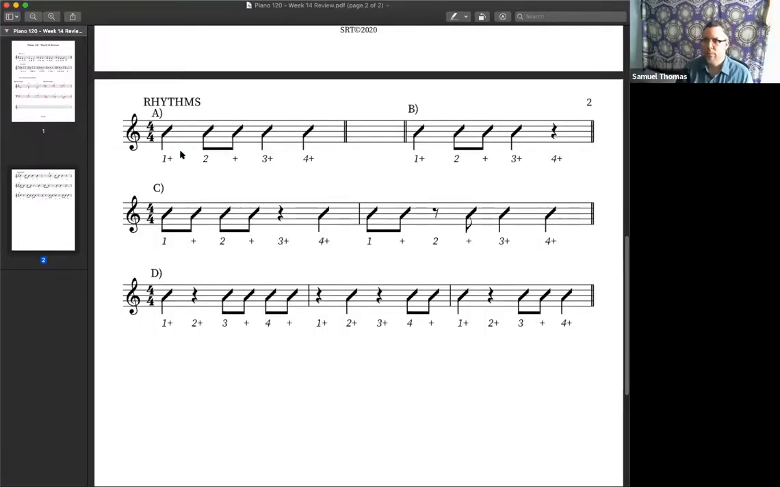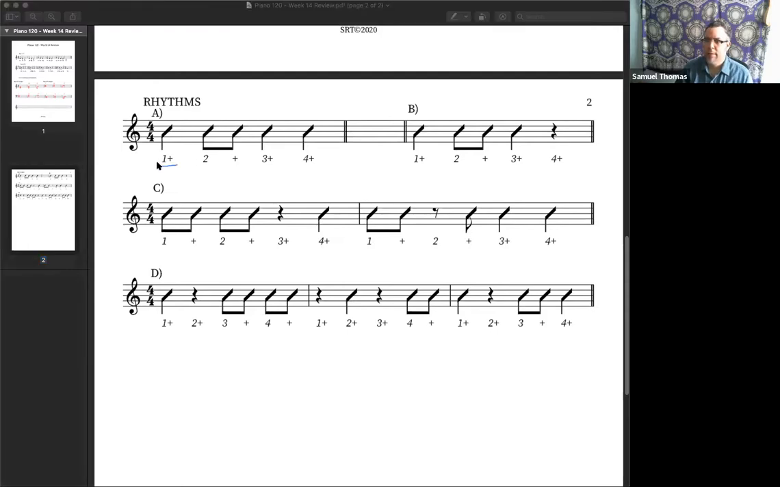Here, we can see that we have a quarter note, and it takes up the 1 and the and. Every single measure will always have 1 and 2 and 3 and 4 and. You'll see these same rhythms on your rhythm worksheet from last week, and you can check your work by seeing if you got what I got in terms of the analysis.